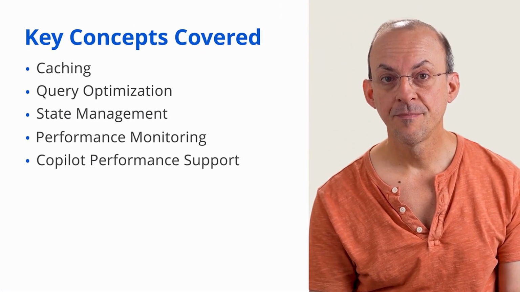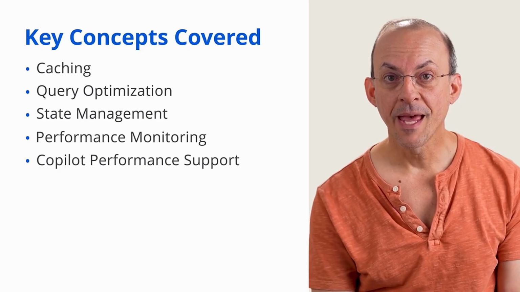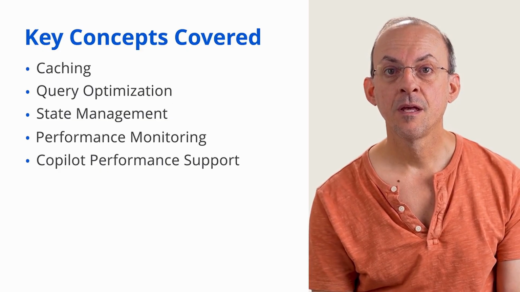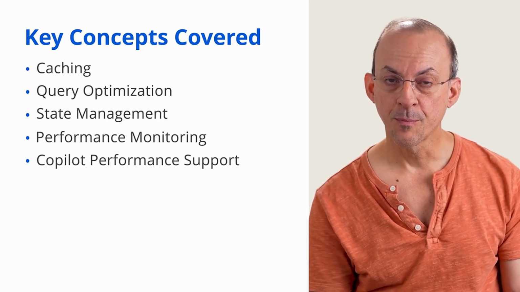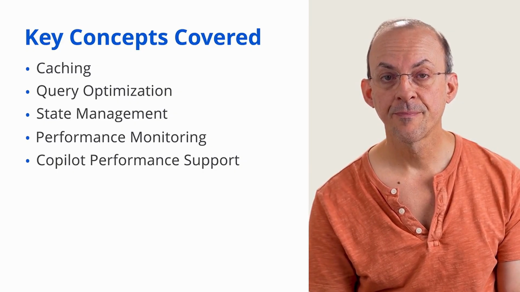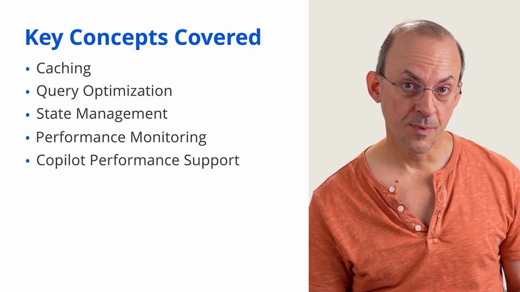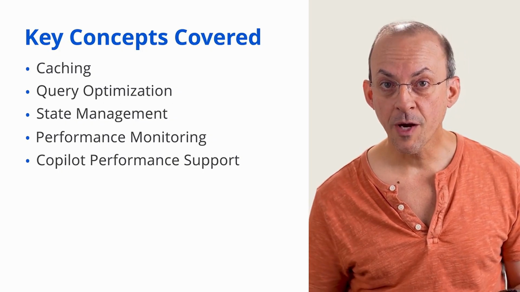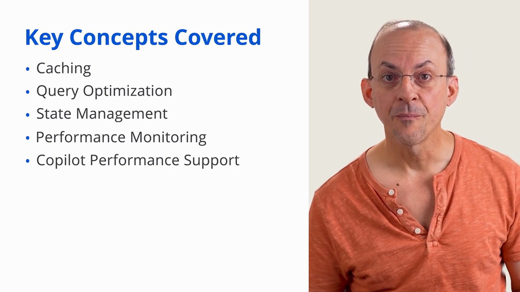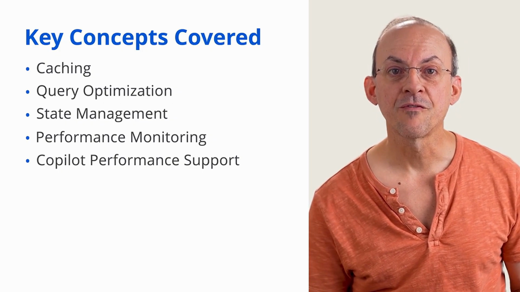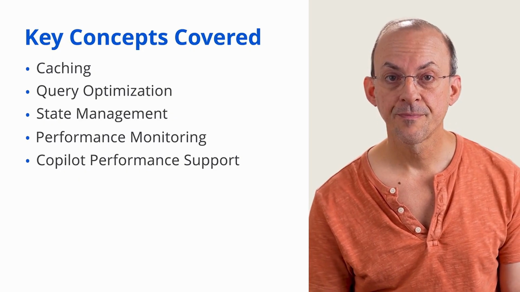In this activity, you'll improve the performance of your application. You'll implement caching, optimize queries, and manage state in Blazor. You'll also use Microsoft Copilot to help support performance improvements. These strategies will help you reduce load on your database, respond faster to users, and track performance improvements as you go. They make your application more efficient and ready for real-world use.